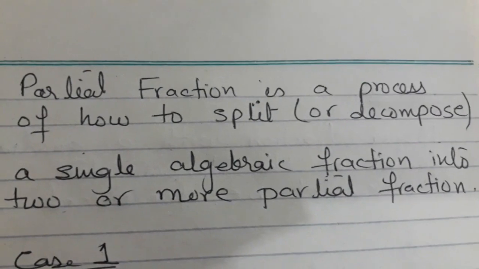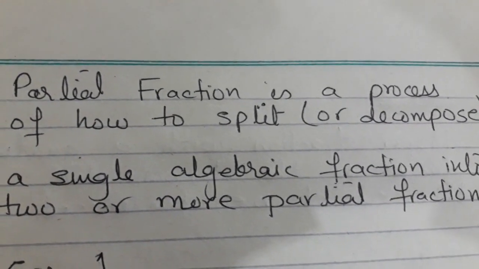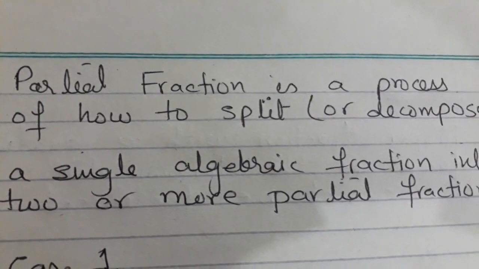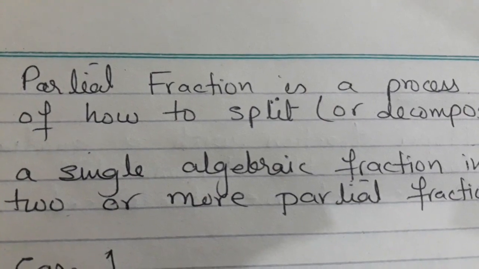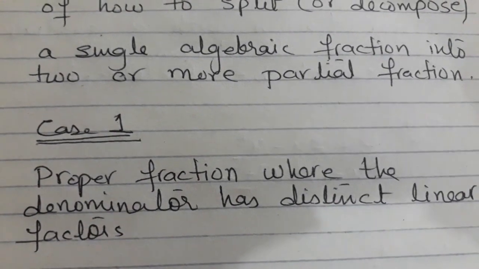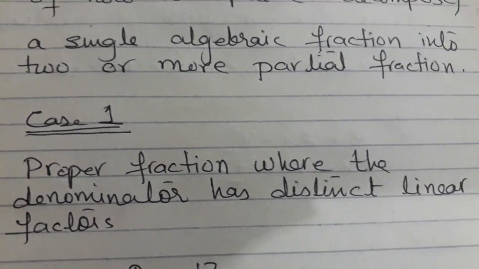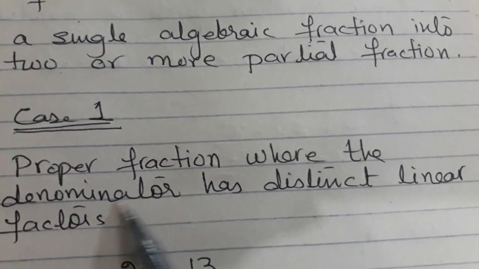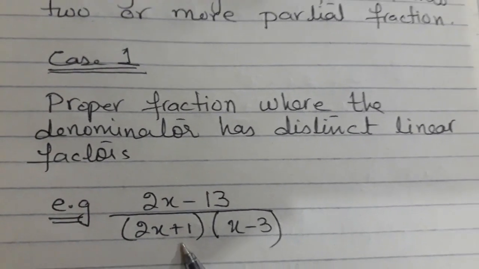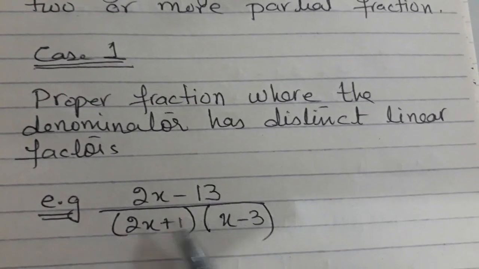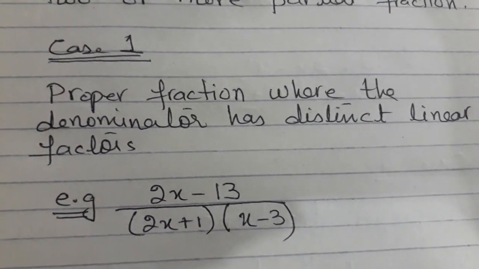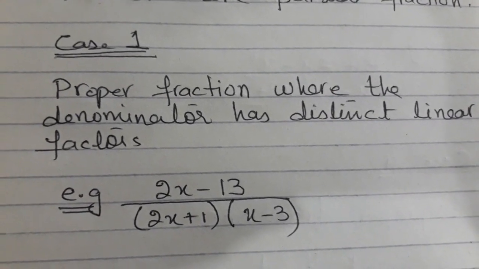There are 4 cases we will study. 3 cases are on proper algebraic fractions and 1 is on improper algebraic fractions. Let's see those cases one by one. The cases depend on the type of denominator we will have. In case 1, a proper fraction where the denominator has distinct linear factors. You can see this example. How we will decompose it, I will show you later. First I will tell you the 4 types or 4 cases of partial fraction. What will be the denominator in each case?